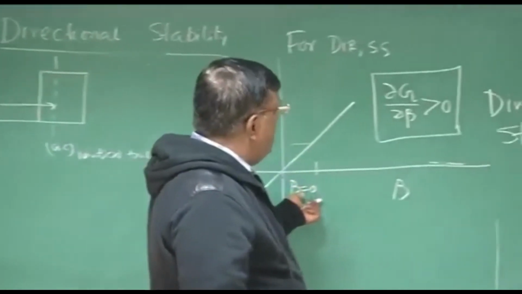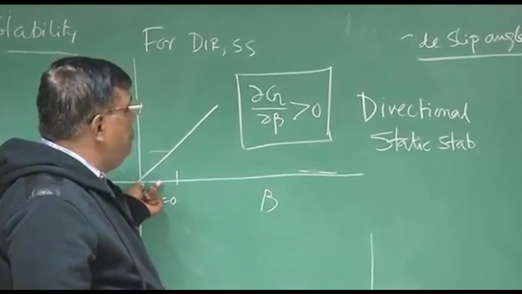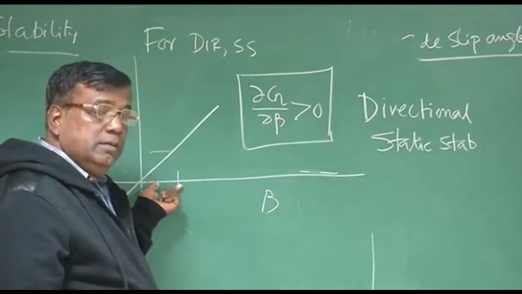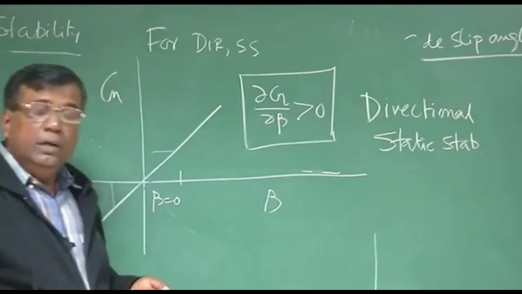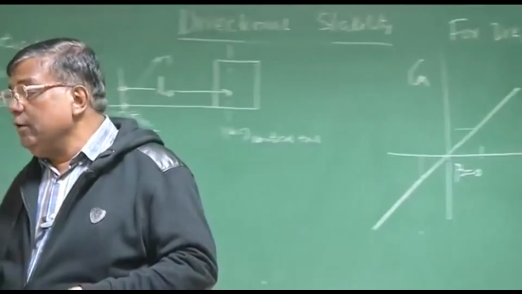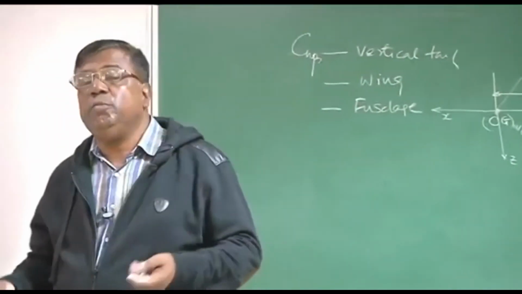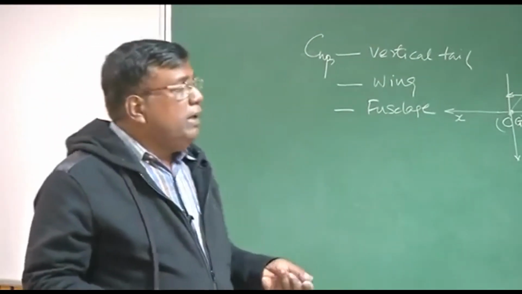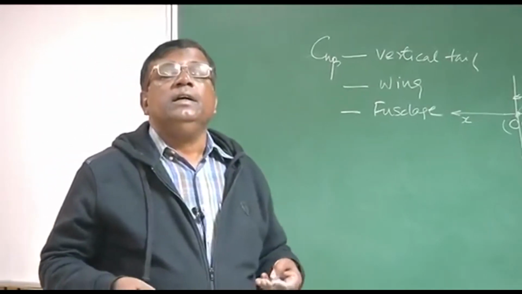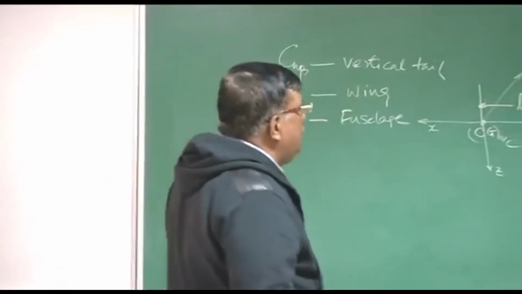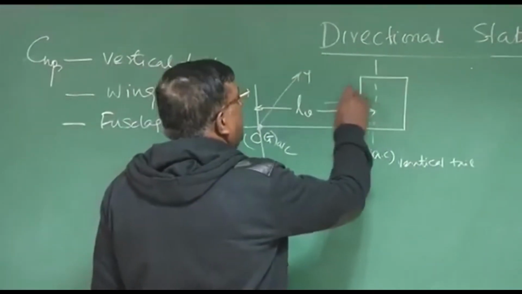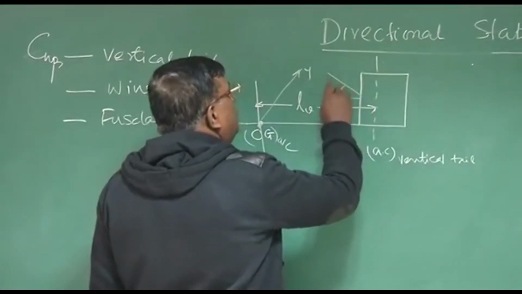We want to check if there is a beta disturbance given to this vertical tail, whether it will generate a positive Cn or not. If it generates positive Cn, that means Cn beta, because the vertical tail, is positive. So I will say the vertical tail is providing directional stability to the airplane. Right? So let us see, let us give a positive beta to the vertical tail.